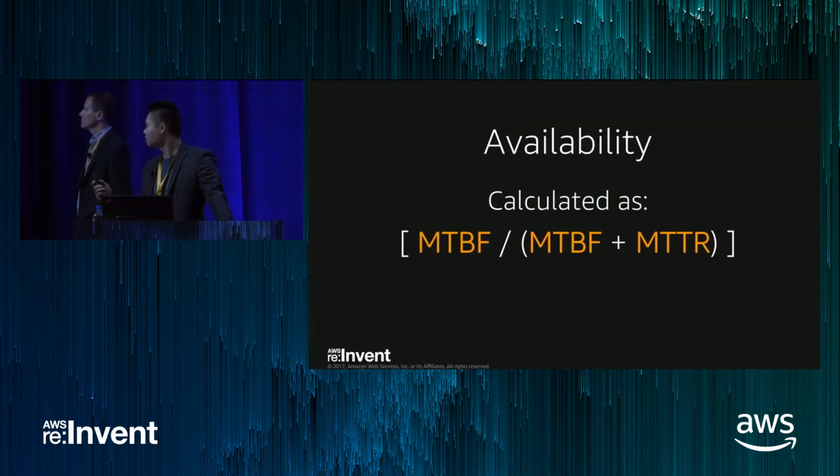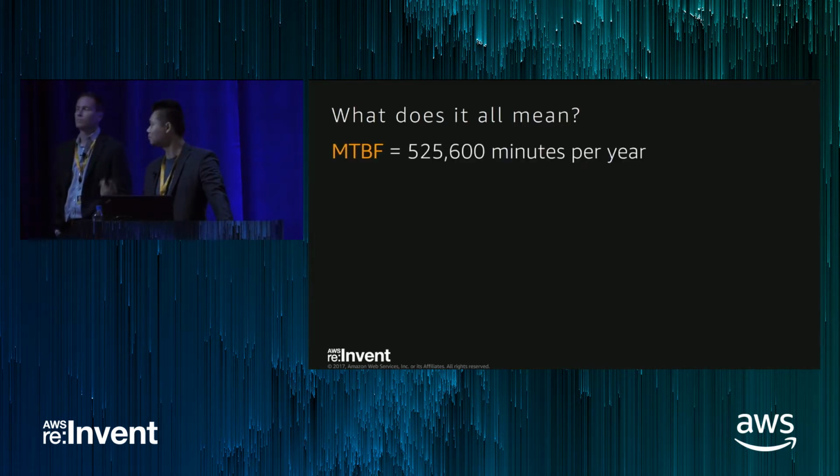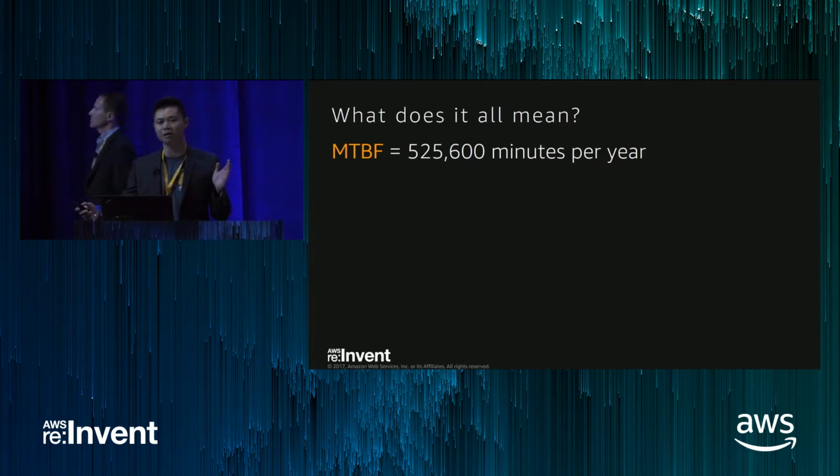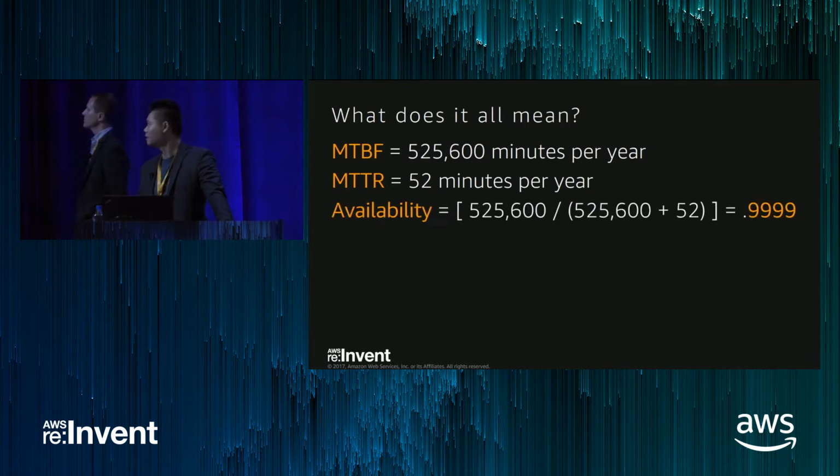we can then start to answer the question, what does it all mean? What is availability? Let's do a quick example. If we try to calculate the availability of your system for 1 year, the MTBF for 1 year is 525,600 minutes. And if you had an outage of 52 minutes in that year, so let's say 4 outages per month, 4 minutes of outage, about 52 minutes per year, your availability, if you use the formula, would be 0.999, which comes out to 99.9% availability.